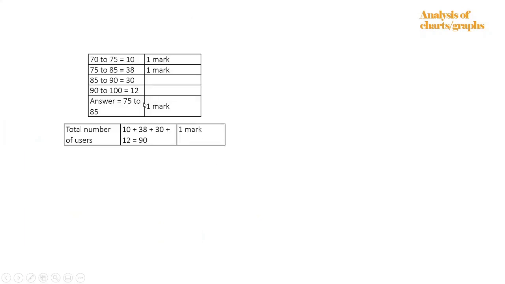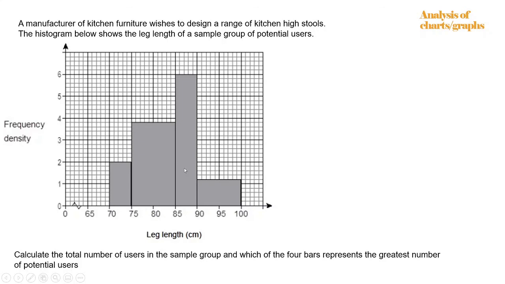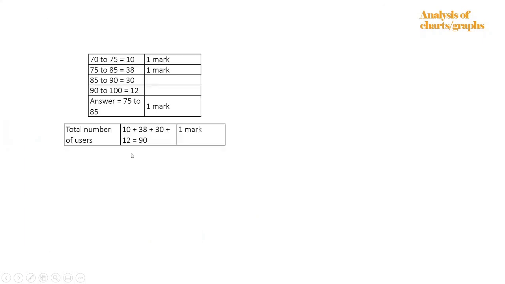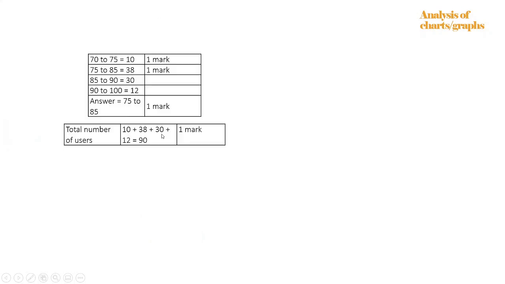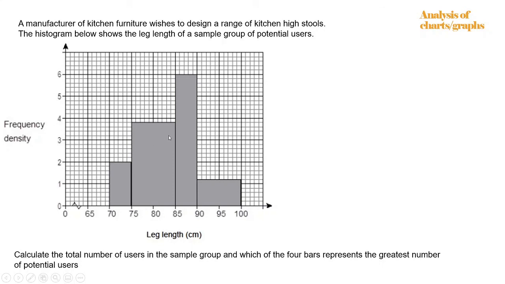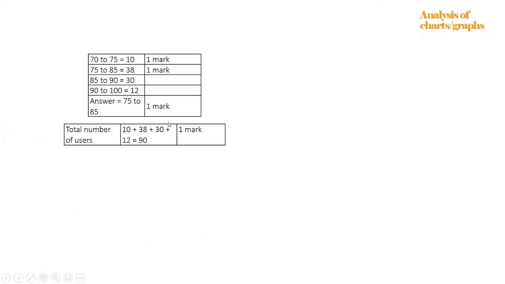So 70 to 75, so it's literally 1, 2, 3, 4, 5, 6, 7, 8, 9, 10. Okay, it's that simple, you're just counting up. 75 to 85. Now, count all the way up to there. So, you know, it's 5, 10, 15, 20 minus 1 is 19. But actually, see, I've got 36 there. So why is that 36? Well, it's because it's double the width. So it's two lots of people. So it's 19, add 19. Obviously gets you your 38.